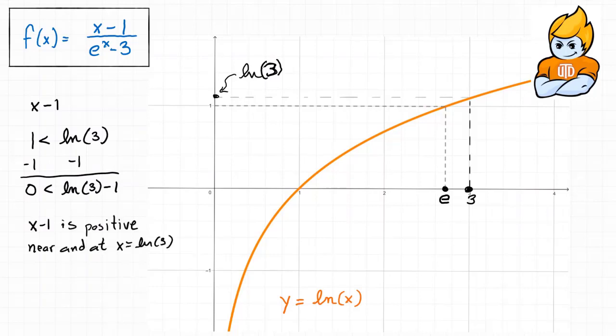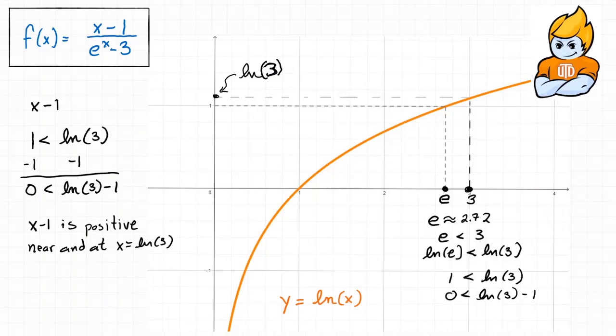We could have discovered this fact purely algebraically. If we approximate e by 2.72, we see that 3 is greater than e. Take the natural log of both sides of the inequality. Log is an increasing function, so the order remains unchanged. Log of e equals 1, so we see that log of 3 is greater than 1.